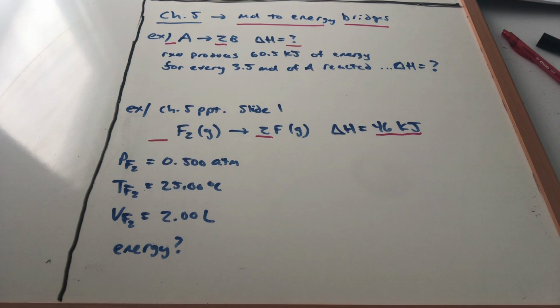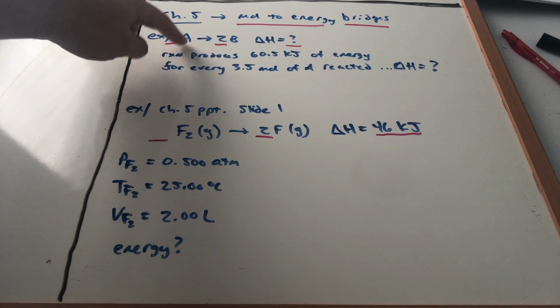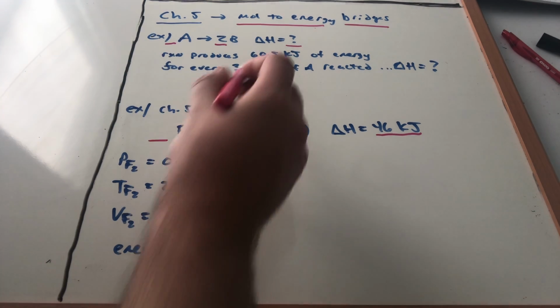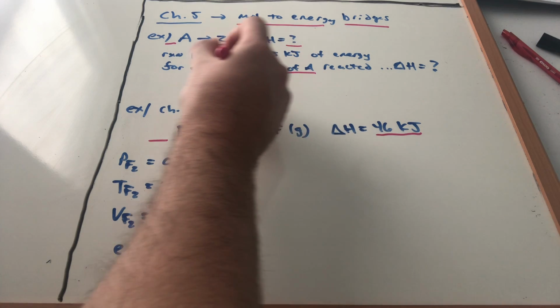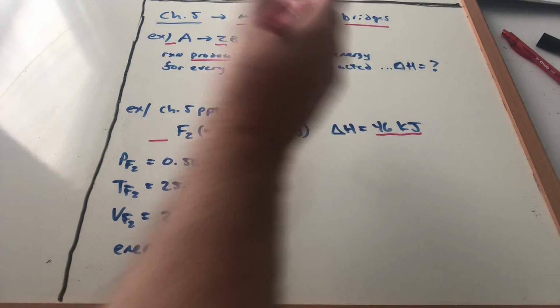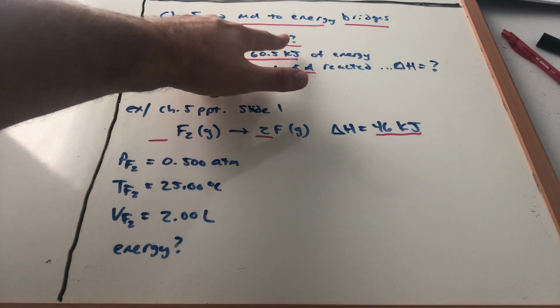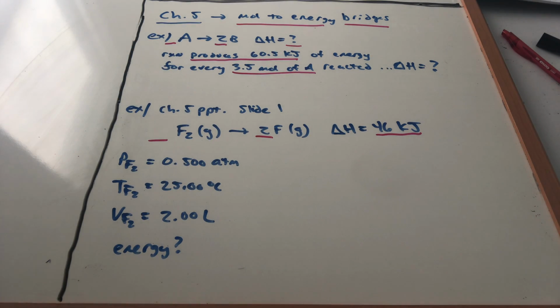What am I going to write aside of this reaction to make sure that it shows the correct mole to energy bridge? Well, this reaction has a 1 here in front of the A. And I'm given 3.5 moles of A are associated with producing 60.5 kilojoules of energy. So what I really need to do is create my mole to energy bridge and then translate it up into the reaction.